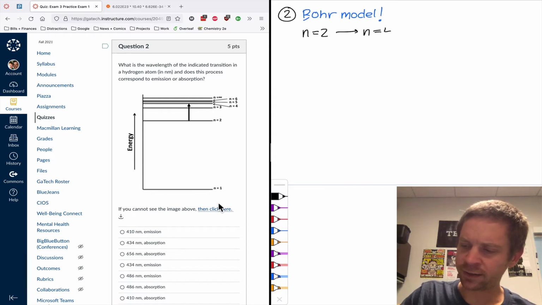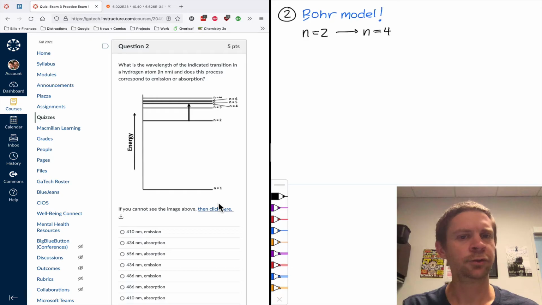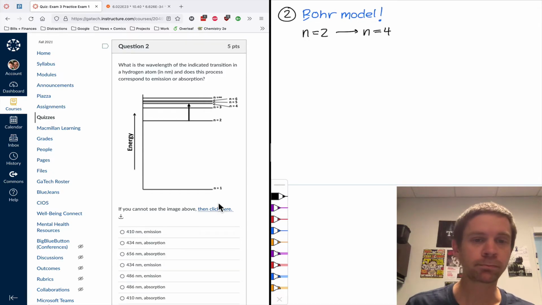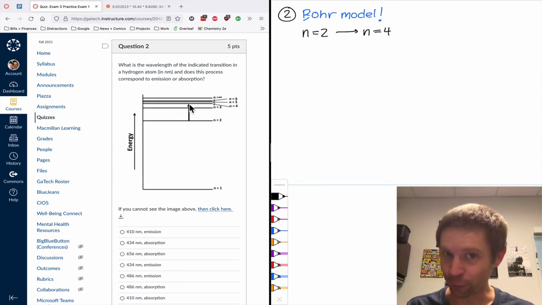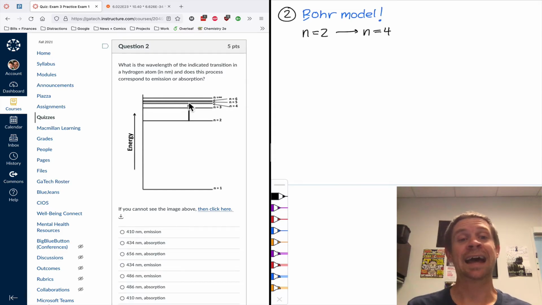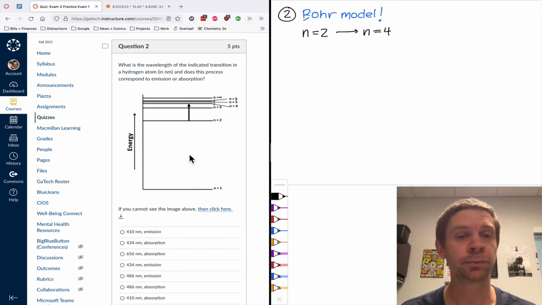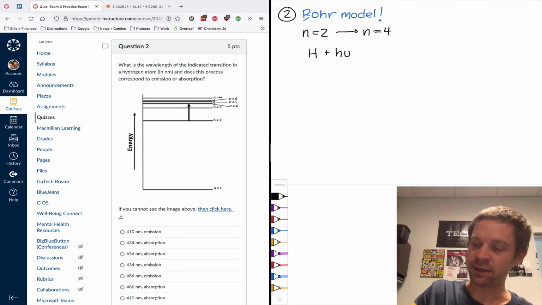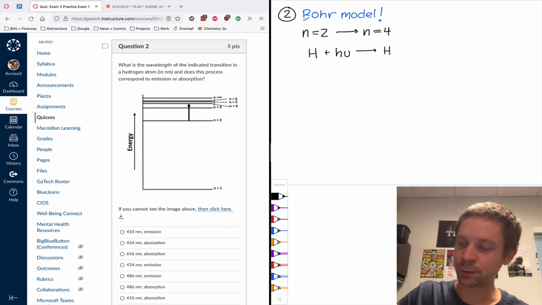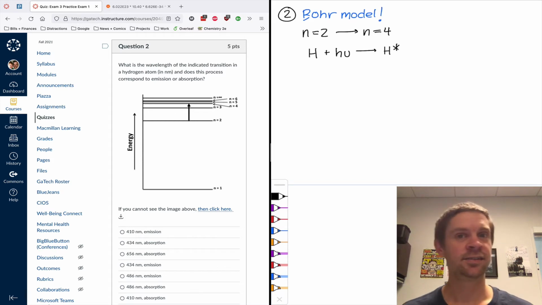Now, before getting into the nitty-gritty of determining the wavelength associated with this transition and what that means, let's talk about whether this represents absorption or emission. The electron is going from closer to the nucleus to farther away. The electron, or the atom, is going up in energy. So what's happening here, essentially, is the hydrogen atom is gaining or absorbing the energy of a photon to produce a hydrogen atom in an excited state.